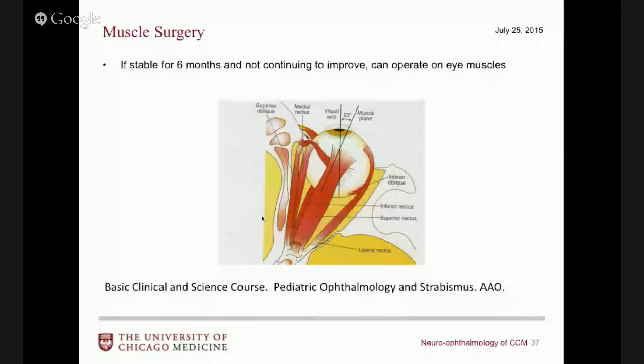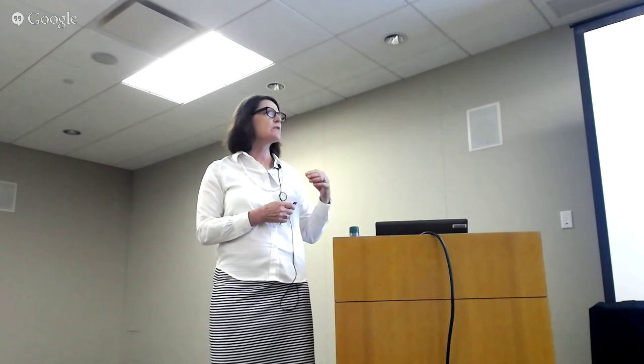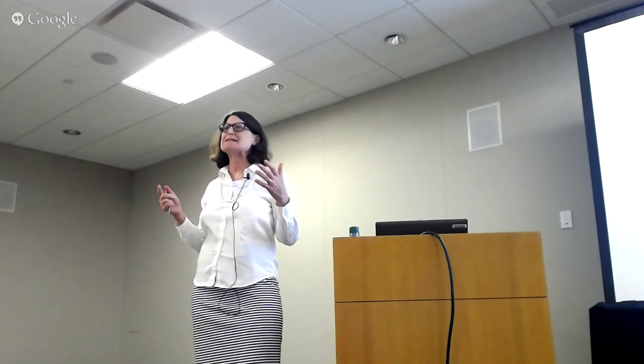And finally, if you've been stable, and most eye muscle surgeons won't consider this unless you've got stable measurements. That's why you come back and do the prism measurements over and over again. For 6 months, we'll consider muscle surgery. And muscle surgery has its own indications. Sometimes you won't do it if it's less than 10, because you can't suture a muscle less than 10. It's too hard to predict that.